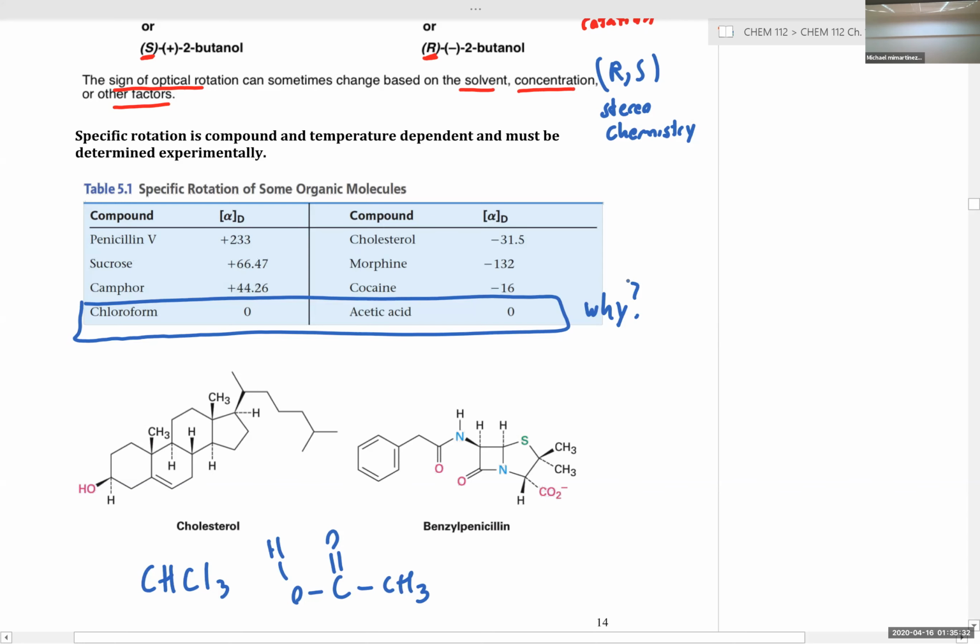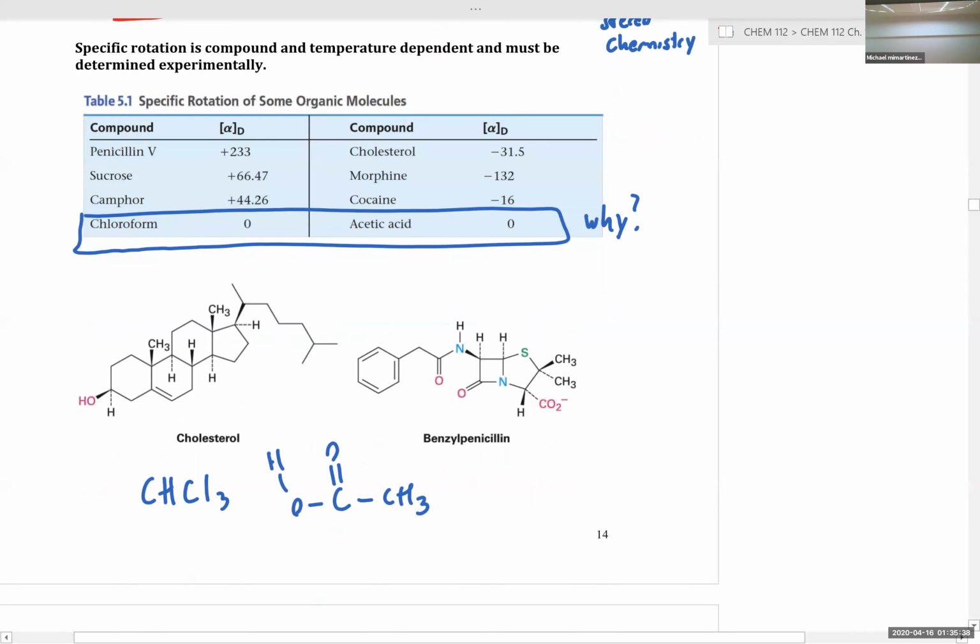Would someone like to explain to me why we see an optical rotation value of 0 for chloroform and acetic acid? What is our key criteria? When do we see an optical rotation value of 0? Let's think about that for a moment, and if someone would like to answer. Yep, exactly right. These two molecules are achiral. They lack a chiral center. They don't have a carbon with 4 different substituents. Wonderful, exactly right, perfect.